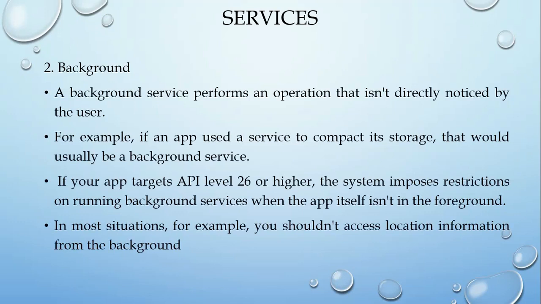In most situations, for example, you shouldn't access location information from the background. Like when you are navigating, let's say you're driving or riding and you are looking for a location, you search in Google for a particular location and you're traveling. That time location should be utilized, of course, and that location is pulled from GPS. The phone is trying to give that, and the app which is using that location is right now in the foreground.